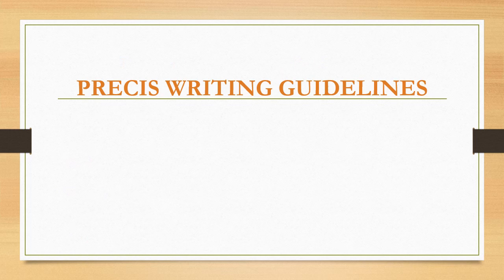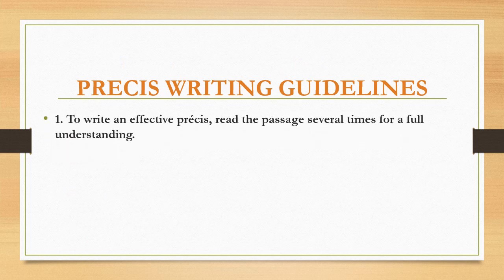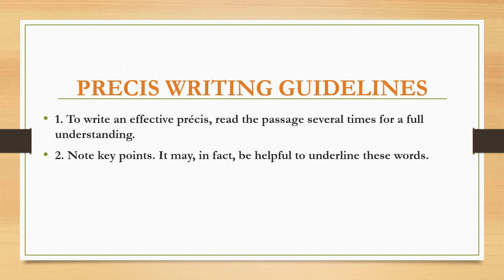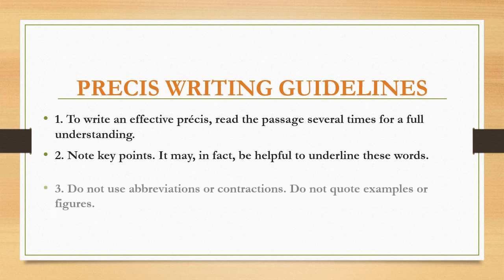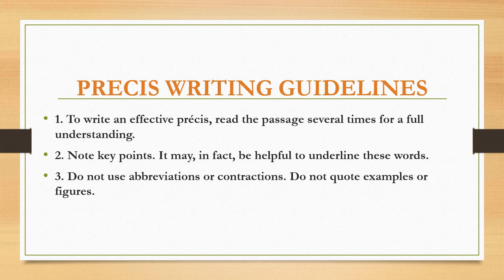Now, Precis writing guidelines. To write an effective Precis, read the passage several times for a full understanding. Note key points. It may in fact be helpful to underline these words. I had already told you in the beginning that you are supposed to mark and underline the words or the answers to the questions. Do not use abbreviations or contractions. Abbreviations or contractions are short forms. You are not allowed to use short forms. Do not quote examples of figures.